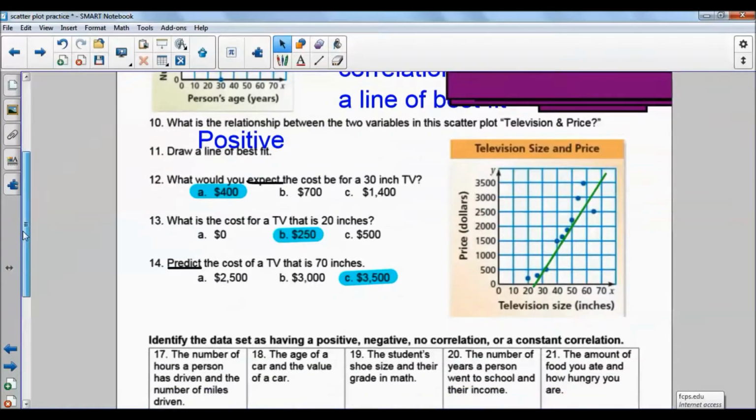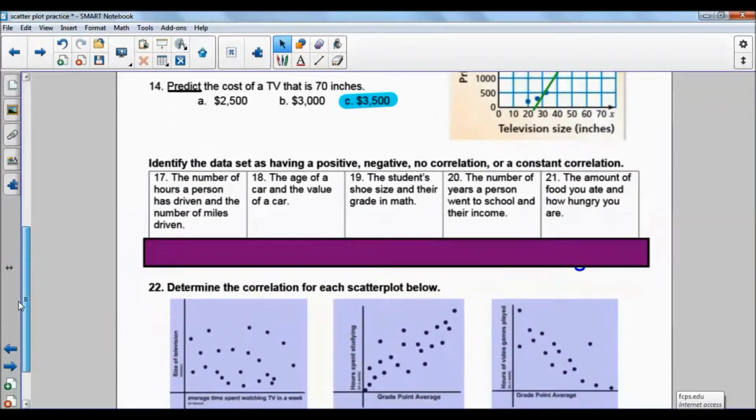Okay, next we have to identify whether the data set has positive, negative, no correlation, or constant just based on the scenario. So the first one, the number of hours a person has driven and the number of miles. Well, the more hours you drive, the more miles you drive. They're both going up. They're going to keep climbing, so that one's going to be a positive correlation. As you drive more, they're going to go up.